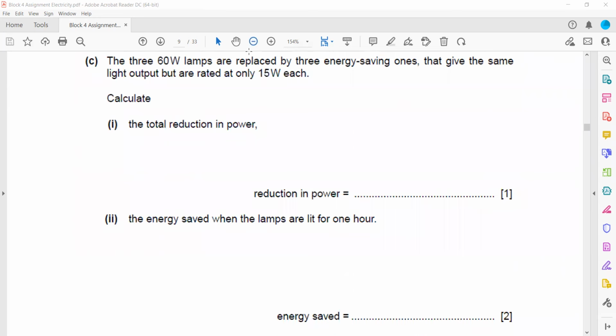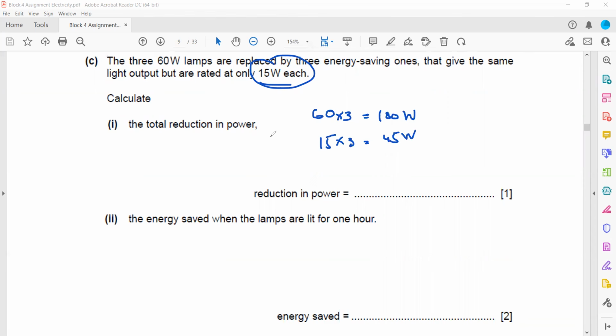Then 3 60-watt lamps are replaced by 3 energy saving ones which are only 15 watt. Calculate the total reduction in power. So what is the total power reduction? If we are using 60-watt lamps, what is the total power we are using? So it will be 60 multiplied by 3, which is equal to 180 watts. That is what we were using before. But now we replace them by 15 watts. So 15 multiplied by 3, that's equal to 45 watts.